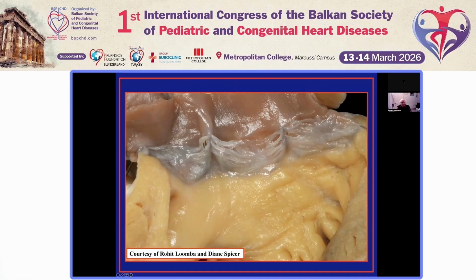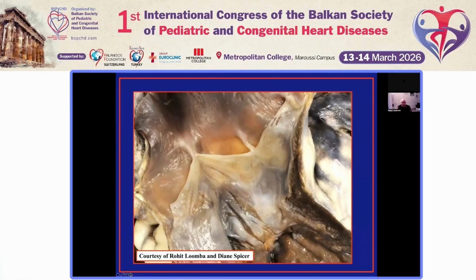And these beautiful pictures were made by my other good friend, Rohit Lumba from Chicago, and again by Diane Spicer from Florida. And they have opened the valve to take this beautiful picture. Again, you see the infundibulum, and we see 3 leaflets. There is no way, in fact, you would know that this was not a normal valve, but in fact, it is the pulmonary valve in the setting of tetralogy of Fallot. So on occasion, the valve can be relatively normal, but most usually it is not.